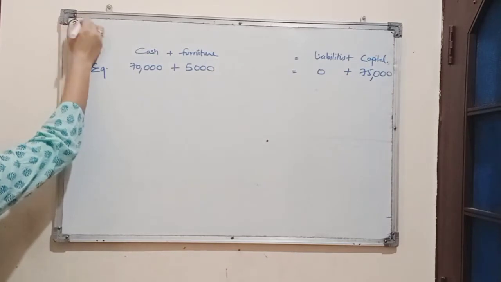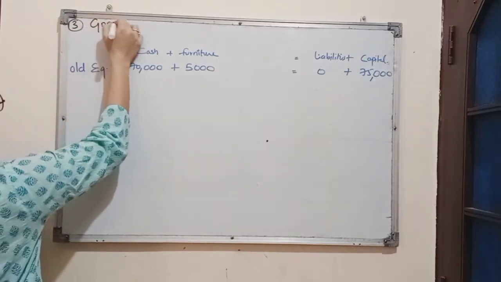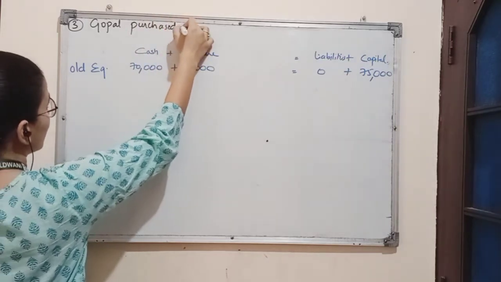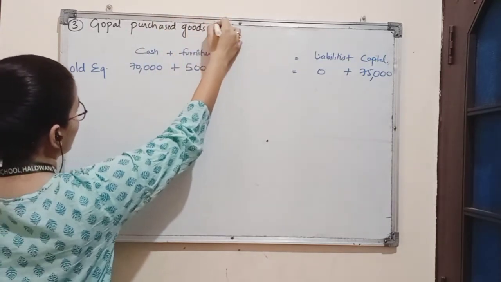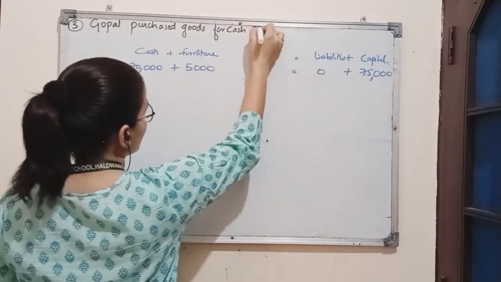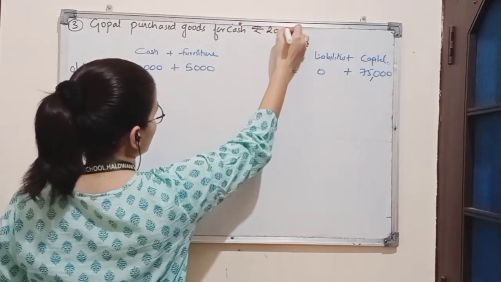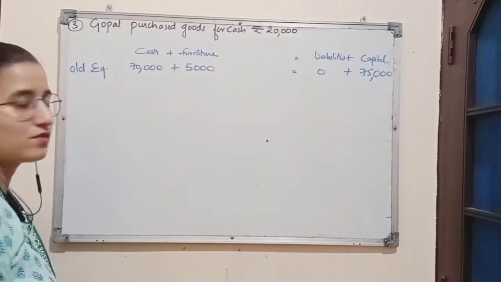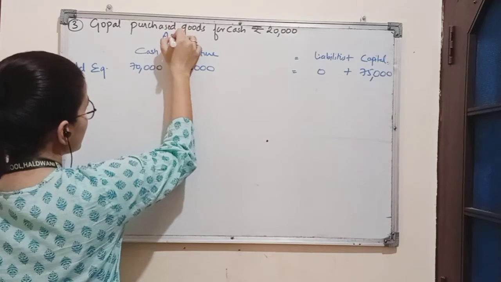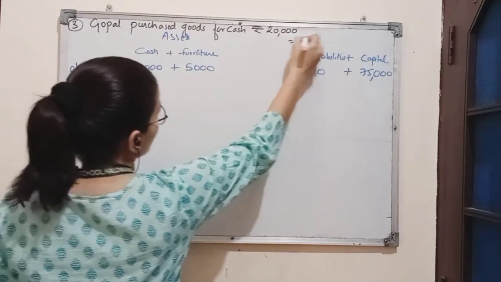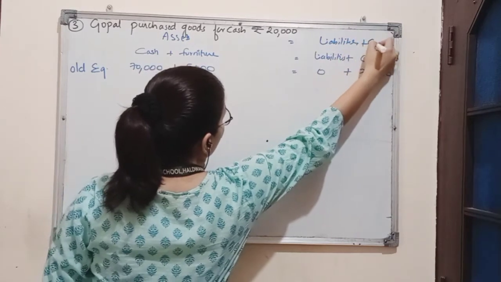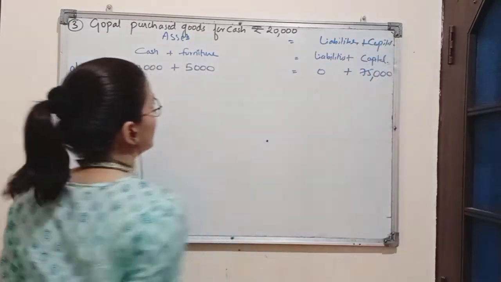The third transaction is Gopal purchased goods for cash amounting to rupees 20,000. So first we will write the equation. Equation is assets is equal to liabilities plus capital.